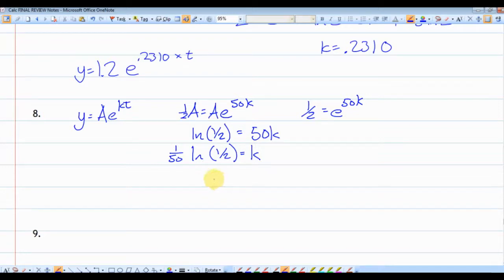How much is left after 60 days? Okay. And it wants what percentage, right? Do we know how much we're starting off with? No. We want a percentage, right? So why don't we start with 100? That way, whatever we're left with is going to be a percentage. The amount left is going to be equal to 100 e to the 60k.